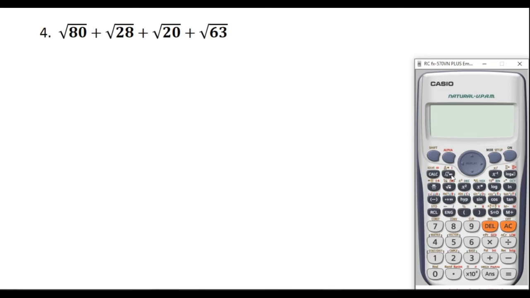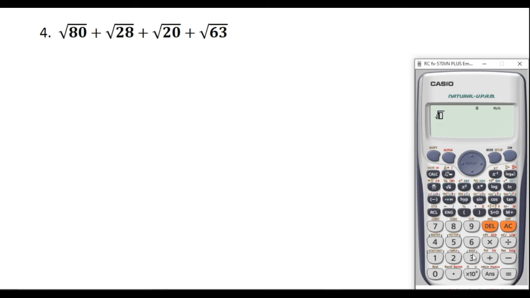Then square root of 28 will give us 2 root 7. So the perfect square we are looking for is 2 squared, which is 4. The other number is 7. So we have 4 times 7 to replace 28. Square root of 20 will give us 2 root 5. So the perfect square we are looking for is 4. Since we will have 2 squared, which is 4, then the other number is 5. So 4 times 5 to replace 20.